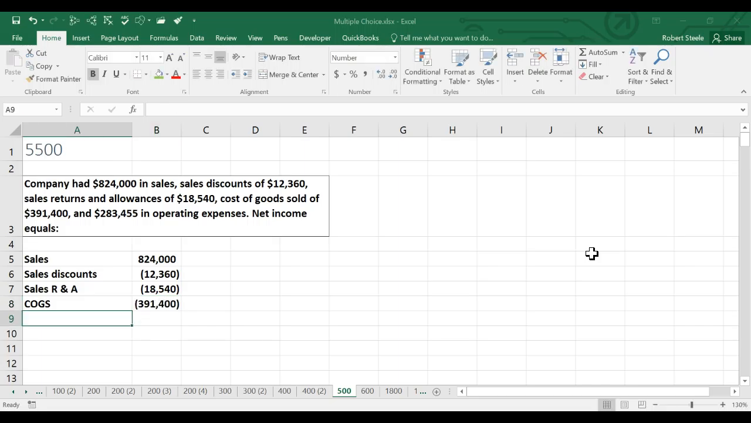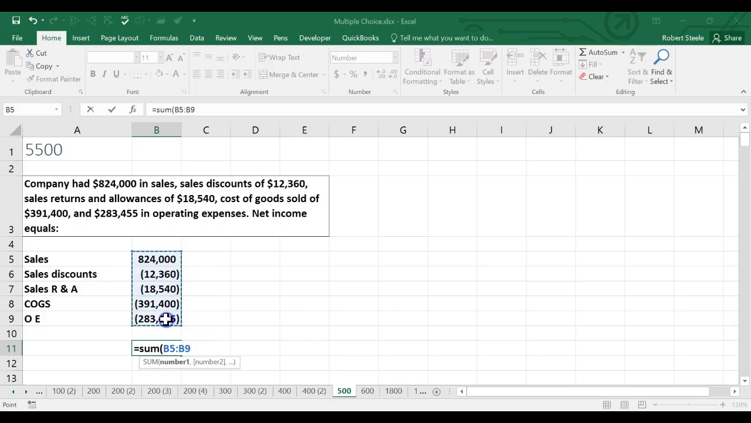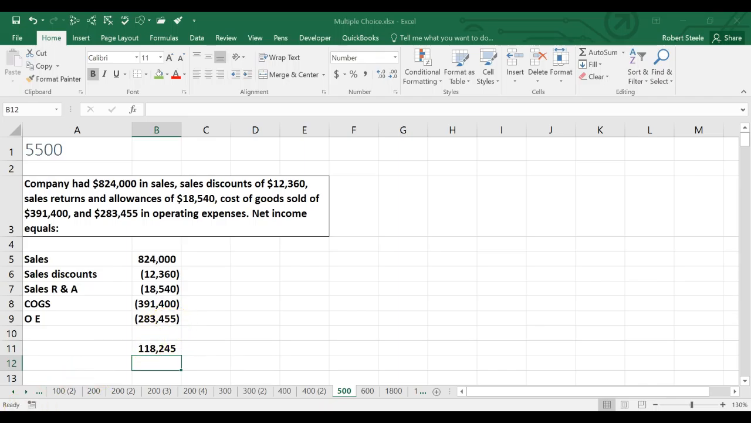391,400. And then the other expenses are operating expenses, which are all the other expenses, and that will reduce net income. So I'm going to put that as a negative 283,455. And then we would, of course, just take this minus this minus this minus this minus this. Within Excel, we can use the sum function since we have a positive number and negative numbers. So I'm going to just sum these up, basically saying this number minus this minus this minus this minus this gives us the net income of 118,245.